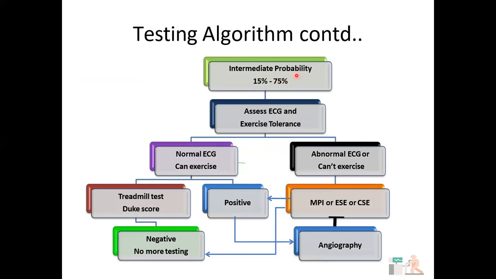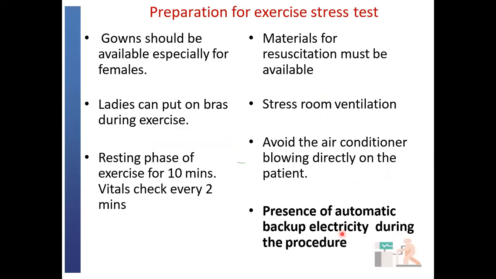So in intermediate probability, which is about 15 to 75%, you assess their ECG and exercise tolerance. If they have a normal ECG and they can exercise, you can proceed with their treadmill test and finally do their Duke treadmill score. If it is negative, there's no point to proceed with any other testing. If it is positive, you can go ahead and do angiography. But when you have an abnormal ECG, or the patient cannot exercise, at that point you might want to begin to do some other testing that will give you an evaluation, or you proceed to do an angiography.